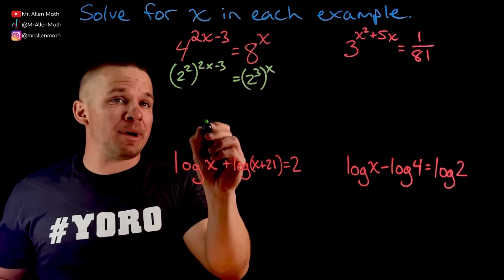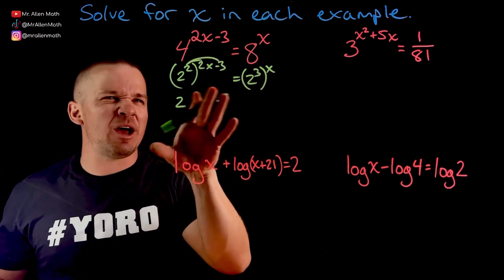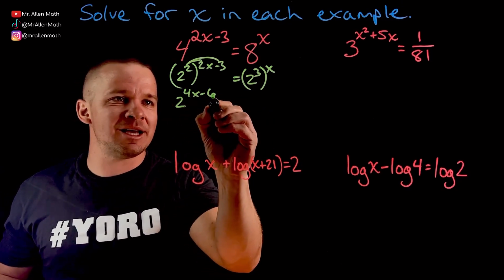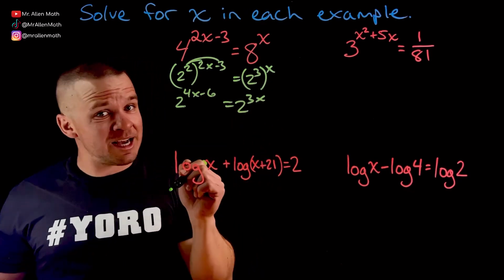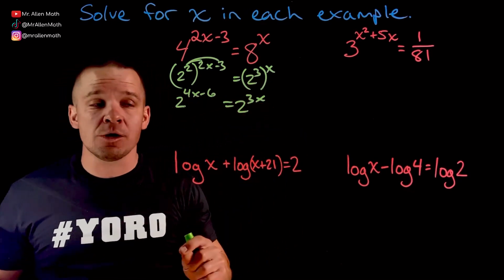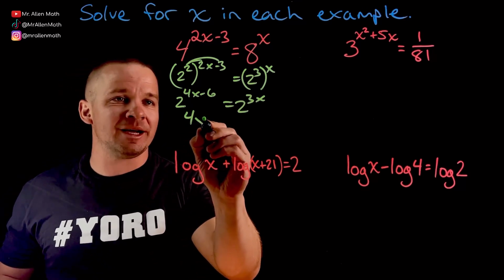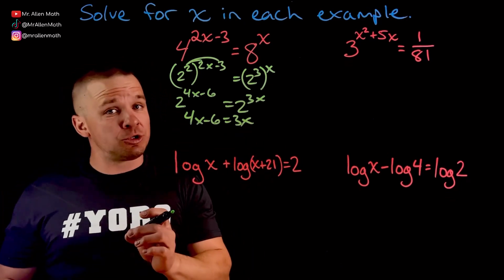Now I have power to a power, so I'm going to have 2 to the 4x minus 6 equals 2 to the 3x. I have the same base, yes? That means that my exponents have to be equal. That is the one-to-one property of exponents. I'm going to drop the bases, drop it like it's hot, and now I have just my exponents equal to each other.